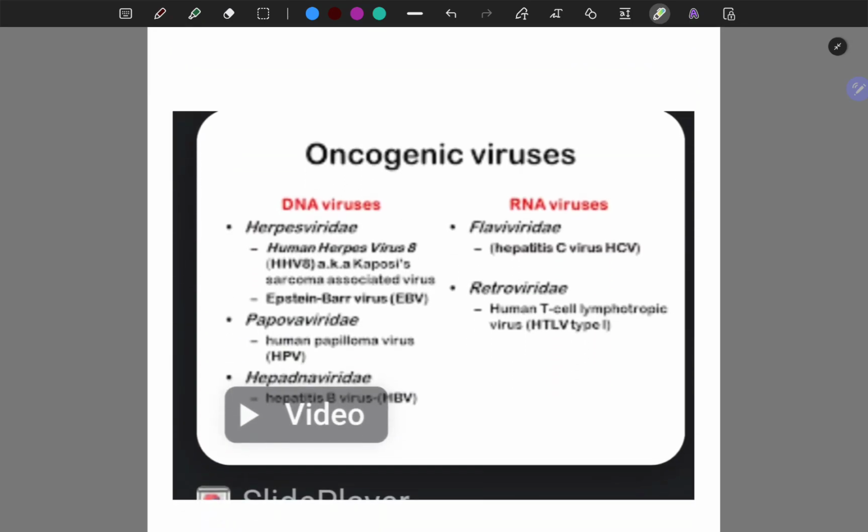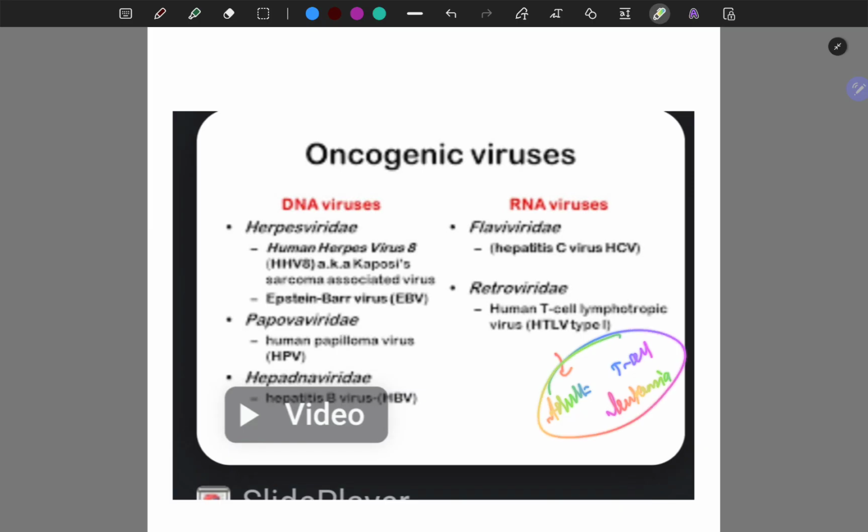Oncogenic viruses. So papilloma virus, these are family viruses. Herpes virus, human herpes virus 8, and Epstein-Barr virus, which is human herpes virus type 4. Human papilloma virus, Papovaviridae. Hepatitis is hepatitis B virus. RNA viruses: flavivirus, which is hepatitis C virus. Retroviruses: human T-cell lymphotropic viruses are nothing but retroviruses, causing adult T-cell leukemia.